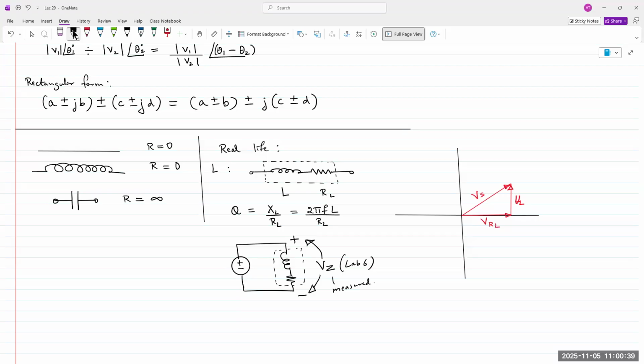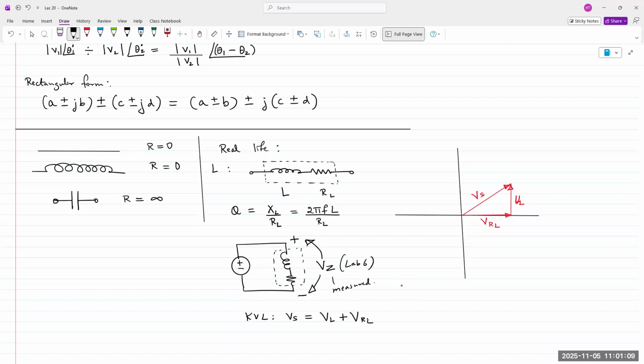Okay. This is nothing but KVL. We are applying KVL. KVL is source voltage must be equal to the inductor voltage plus VRL. Okay, these are vectors. These are complex numbers. Sorry, not vectors. They are complex numbers. Their complex quantity means they have a magnitude and they have an angle. So KVL still applies, except we are now adding magnitudes and the phase angles.